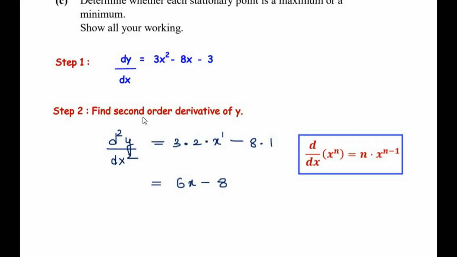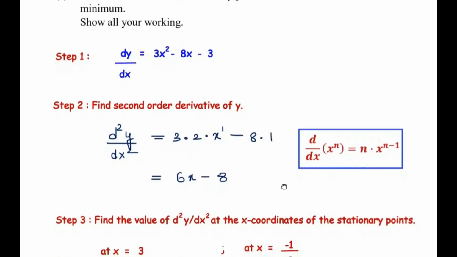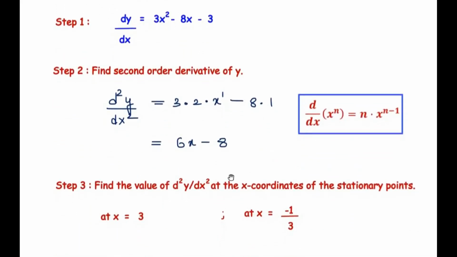Now once we have got the second order derivative of y, the third step is to consider the x coordinates of the stationary points which we had got in part B of this question. Step number 3 is find the value of d square y by dx square, that is the second order derivative of y, at the x coordinates of the stationary points which we found in part B. So we had got the x coordinates as 3 and x is equal to minus 1 over 3.